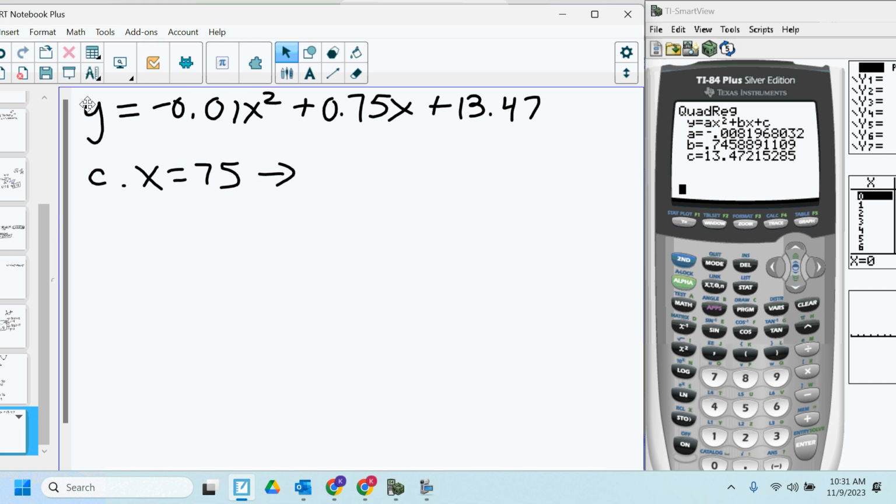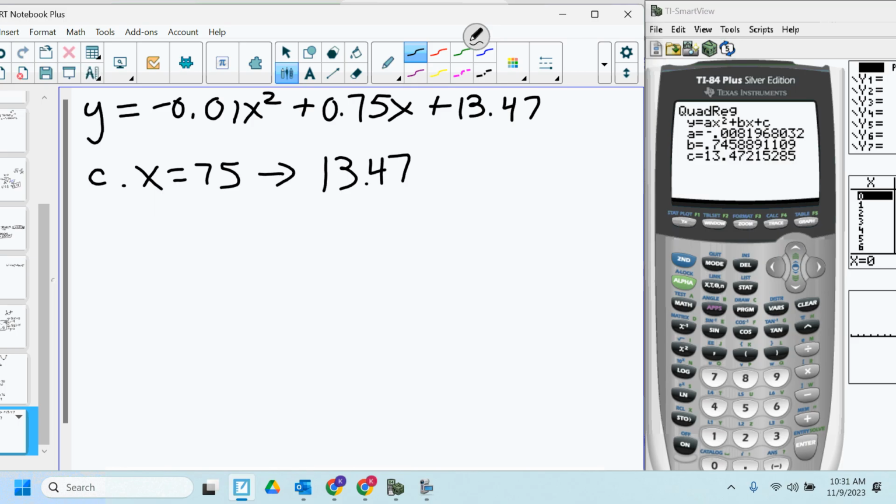Do you think it would make sense to have negative fuel economy? No, that means if I were you, I would double check my work. There's a plus sign here that you don't have. Oh, so you're just multiplying everything together. So when your x is 75, what do you find the output to be? 13.47. That's your fuel economy, which is miles per gallon.